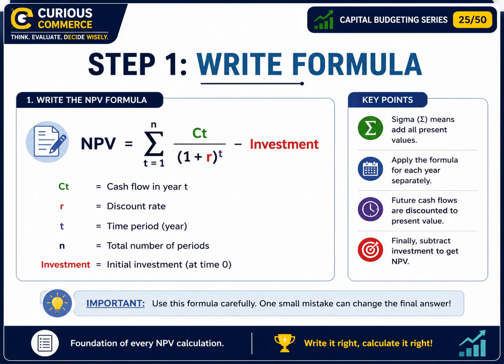Students usually make mistakes here. For example, the wrong calculation is 600 plus 600, that is 1200, as the total cash flow. That is wrong. The correct method is to discount year first separately and discount year second separately. Then add both present values. Only after that, subtract the initial investment. So this is the initial investment part. This order is extremely important in exams as well as in interviews.